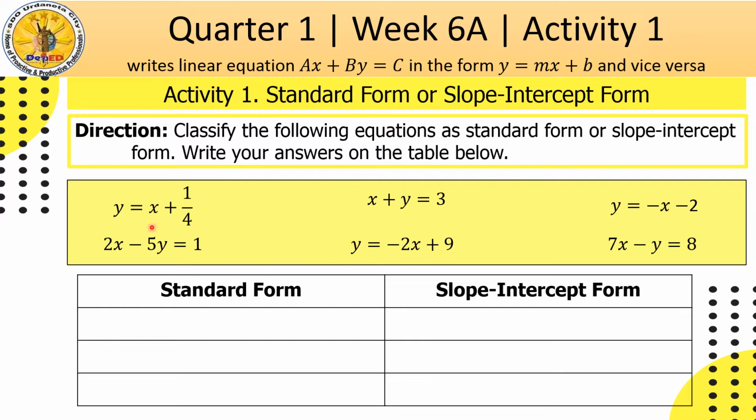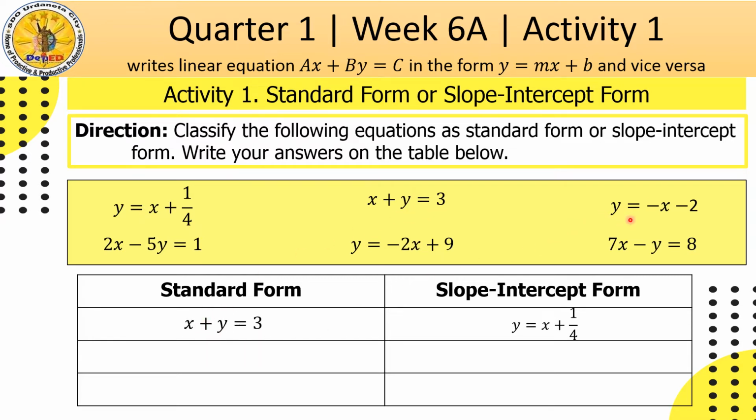Let's have this first: y = x + 1/4. If we observe, y is on the left side of the equation and x is on the right side together with this constant. So this is in slope-intercept form. For the second, we have x + y = 3. Variables x and y are on the left side of the equation and the constant 3 is on the right side. So this is in standard form.